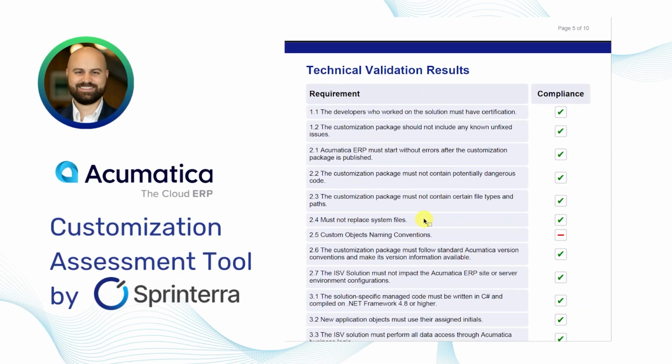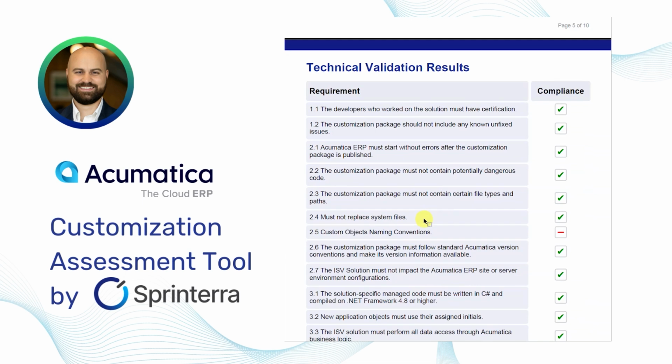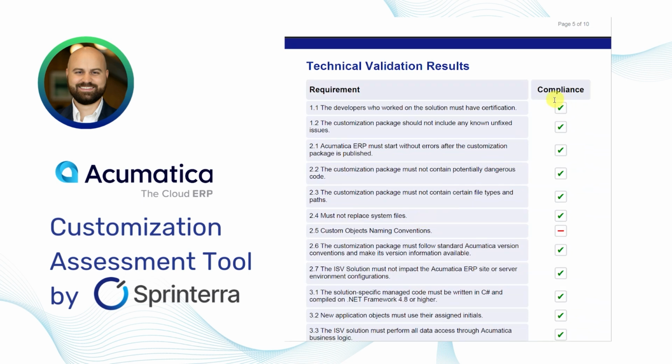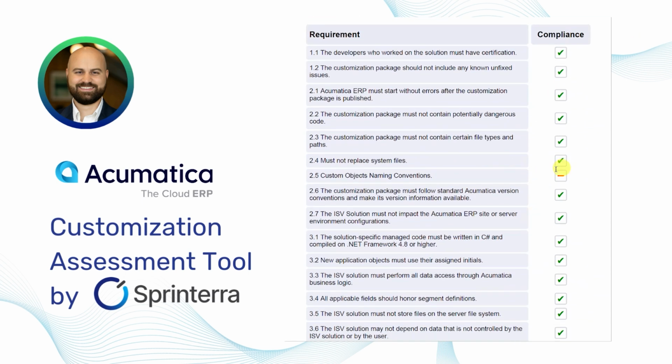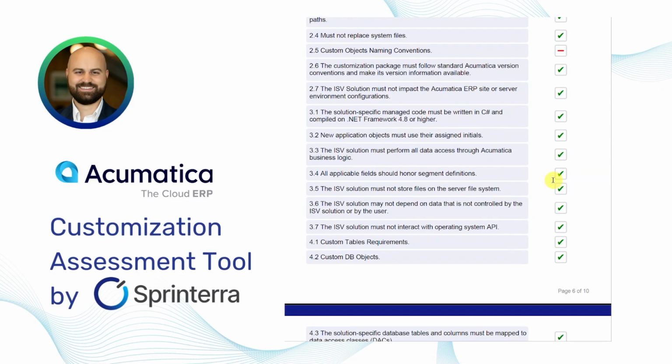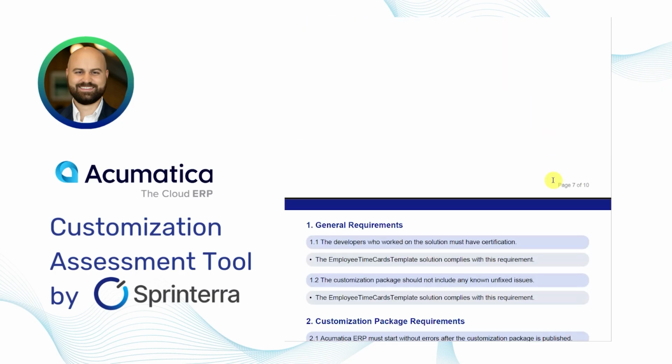Next, we go into the technical validation. So it goes through requirement by requirement and confirms that it is in compliance. In this case, we can see that the custom objects naming conventions 2.5, this is where we're not in compliance. So a little further down, we'll have a little more detail on that. But it goes through each one of them, checks them off.